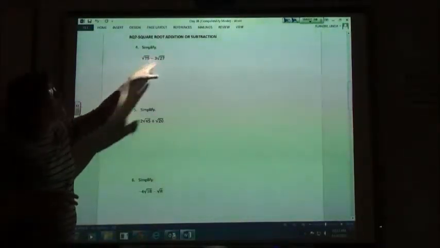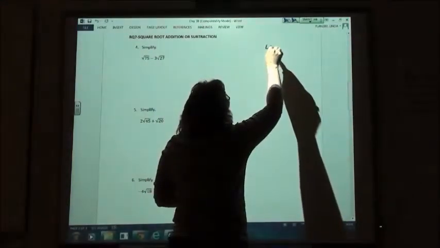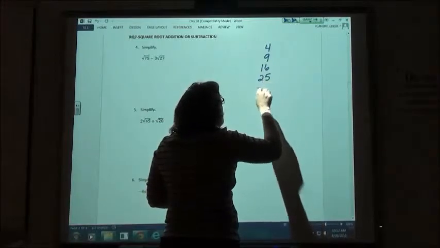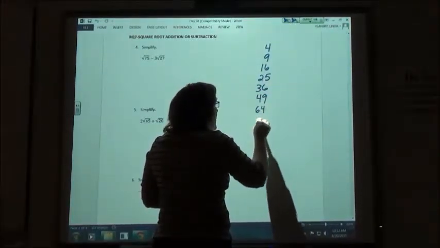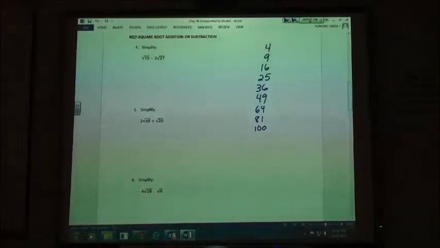So what we're going to do is simplify our square roots first, then we're going to add or subtract them if we have like terms. Since we're working with square roots, we want to think about our perfect squares: 2 squared, 3 squared, 4 squared, 5 squared, 6 squared, 7 squared, 8 squared, 9 squared, and that's probably big enough. So those are the list of my perfect squares. When I'm factoring them out, I want the biggest perfect square that goes into the number.